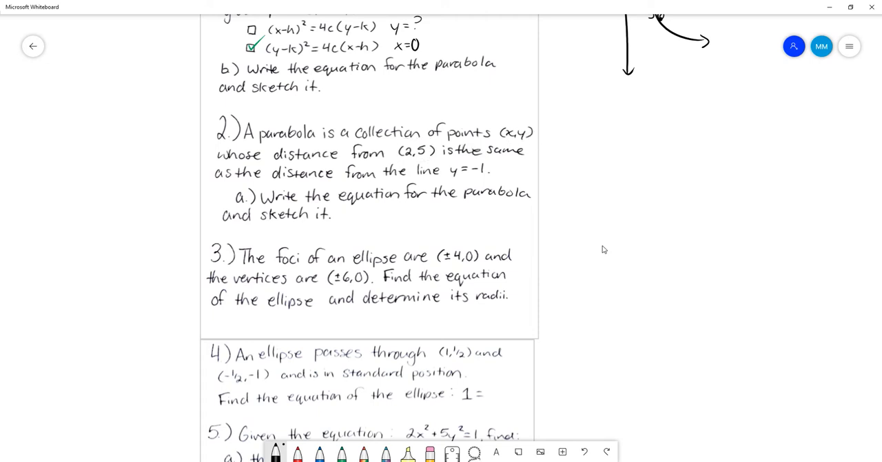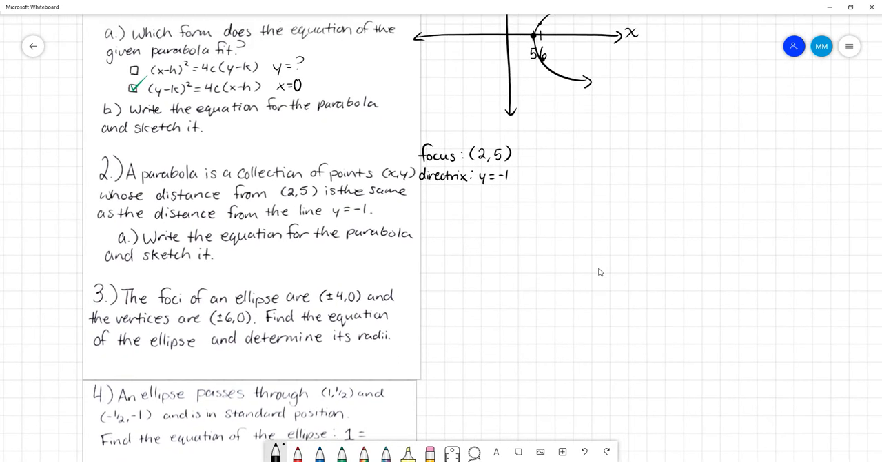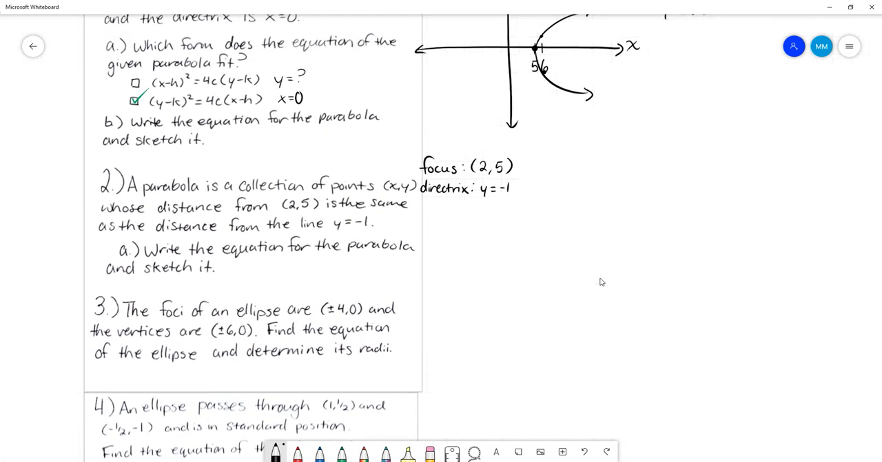So if our focus is 2, 5, and our directrix is y equals -1. Well, first of all, the format of our directrix tells us which equation we want to use. It means we're going to use this one, right, because it's that y equals.